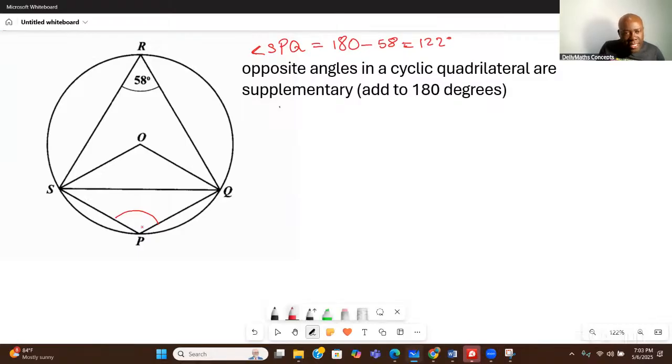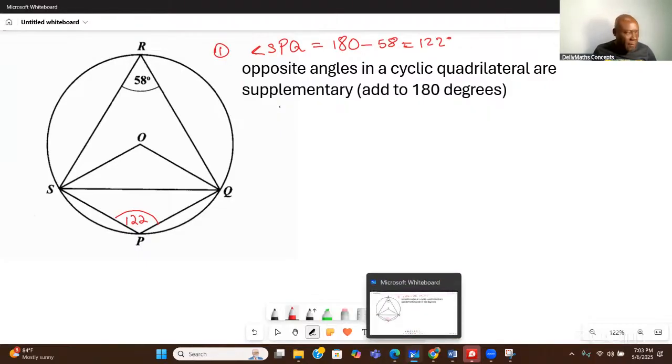Rightly said, that's it. You nailed it. We're talking about CXC. We're ready for it. Circle theorems and everything, ready to go. All right, so that's the first one, and that's the reason for it. Well done.